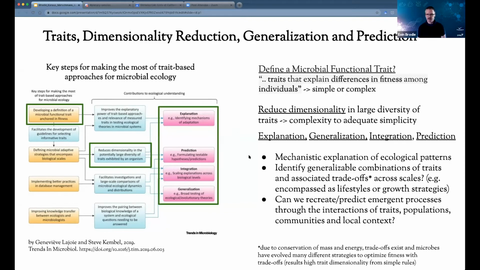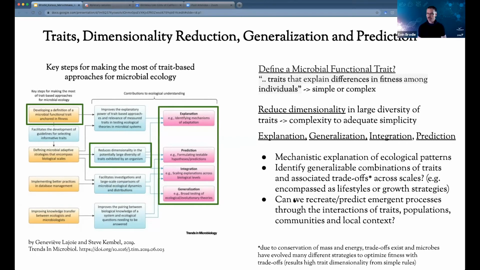What we'd also want to be able to do is to take this information, these complex traits in genomes and across many organisms, and to derive a mechanistic explanation for ecological patterns that we observe, and identify if there are generalizable combinations of these traits and their trade-offs. I'm not going to go into what those trade-offs are. There's an asterisk at the bottom there. But how they appear across scales.